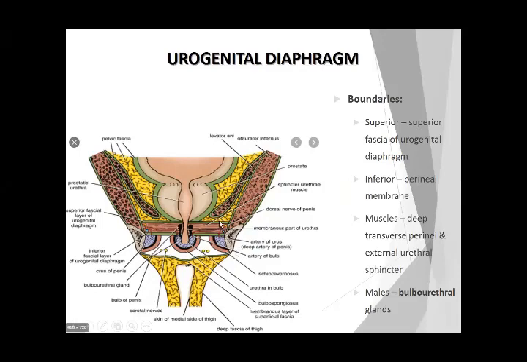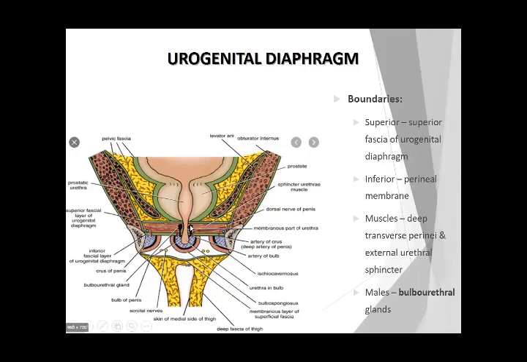It is basically, this is the urogenital diaphragm. It is a mass of muscles. Okay? It is bounded by a superior fascia of urogenital diaphragm and an inferior fascia, which is the perineal membrane. Between the two fascia is a mass of muscle. अब ये muscles जो हैं, एक तो deep transverse perineum and external urethral sphincter. And embedded within the external urethral sphincter are these two glands, one on either side, bulbourethral glands.